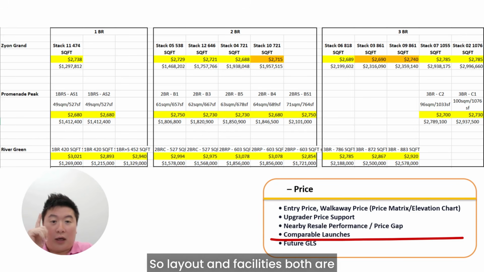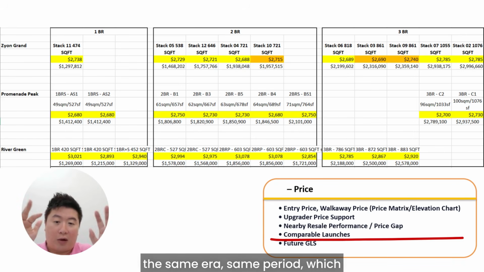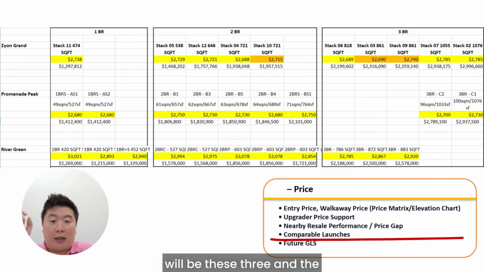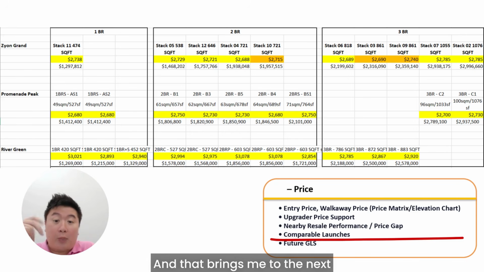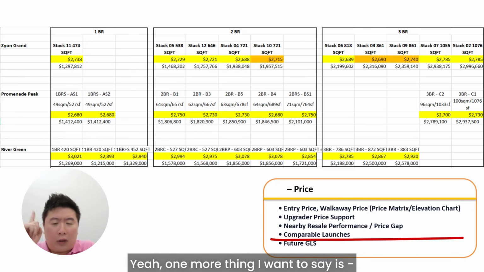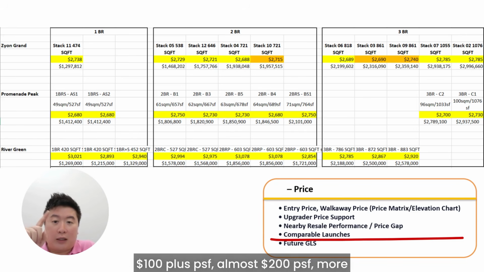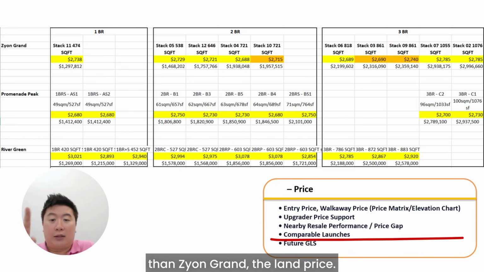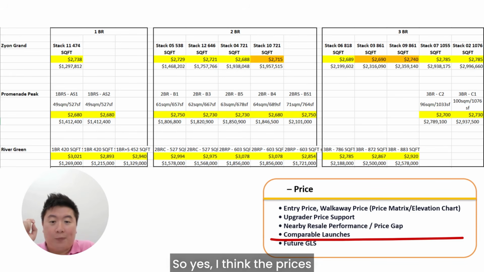So layout and facilities are both very important when you have few projects together, especially in the same era, same period, which will be these three, and the upcoming River Modern as well as the Parcel C, River Valley Green Parcel C. And that brings me to the next point, which is the future GLS. We'll talk about that in terms of price as well. Don't forget River Modern is 100 plus PSF, almost 200 PSF more than Zion Grand, the land price. So yes, I think the prices for Zion Grand are very, very attractive.